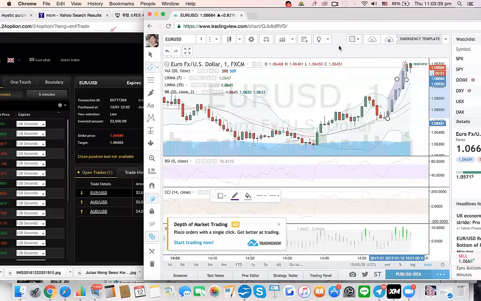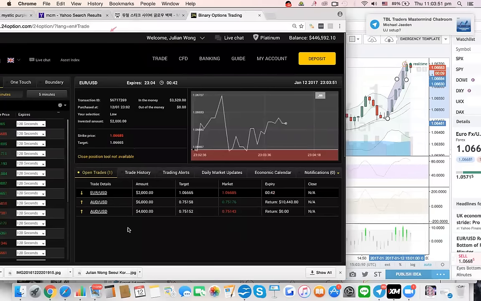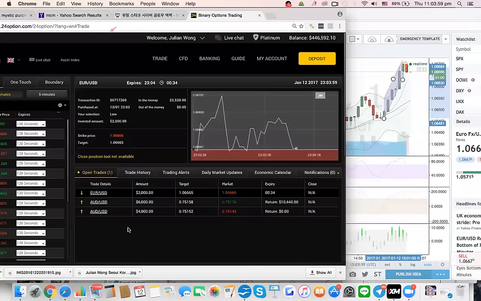Okay, so between correlated pairs, right, you want to take the one that has the most movement. How much time do we have? We have 1 more minute on this one. I think we can get this.